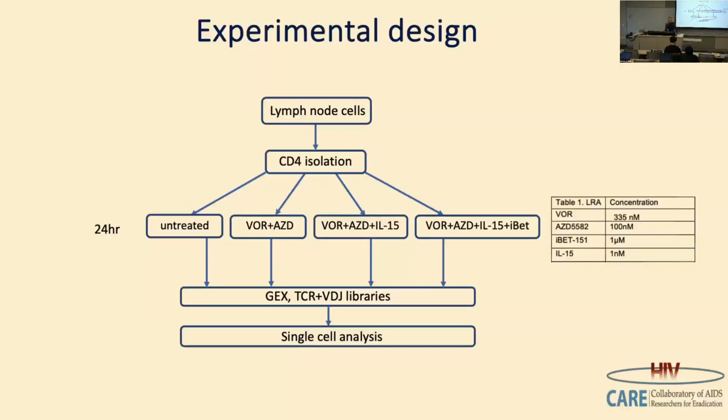So at this point, we had 2 questions. What effect do latency reversing agents have on CD4 cells from lymph nodes? Can we identify at least any HIV cell?